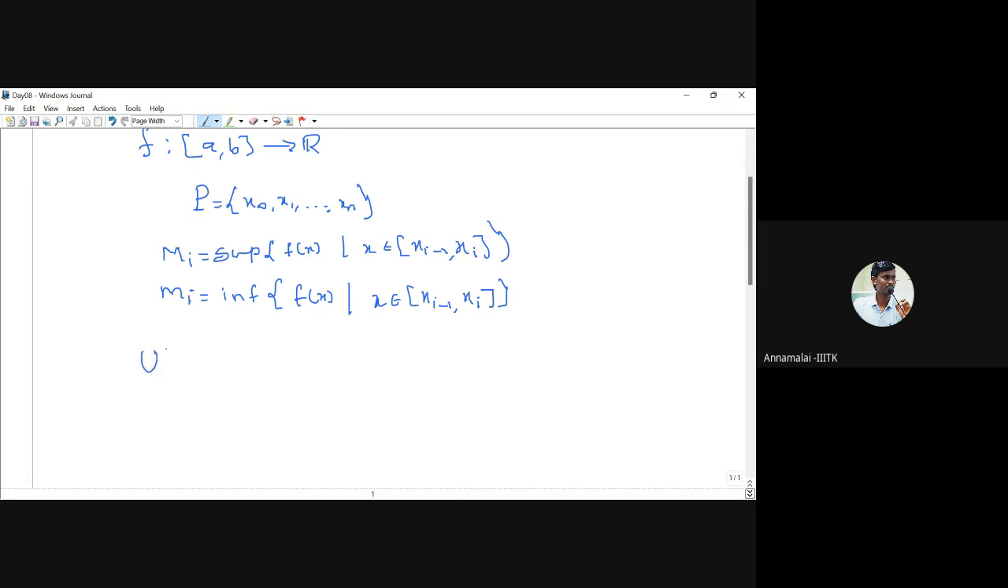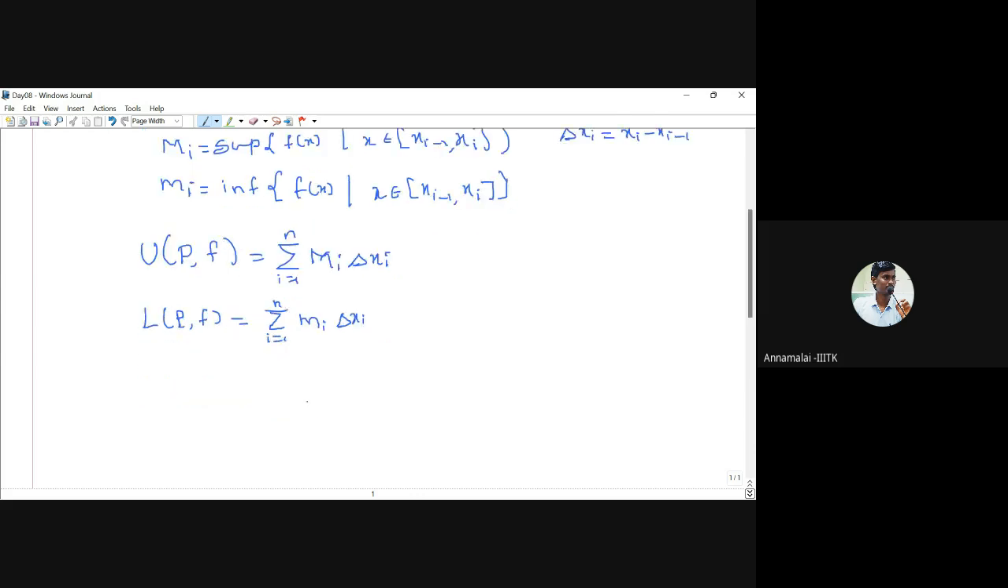And then using these Mi's and mi's we define the upper sum and lower sum with respect to this partition. So we denote U(P, f), the upper sum, as the summation of Mi into delta xi. Okay, so delta xi is nothing but the length of the ith interval, that is xi minus xi minus 1, where i equals 1 to n. Similarly, we define the lower sum as the summation of small mi into delta xi, where i equals 1 to n. So you get the upper sum and lower sum.